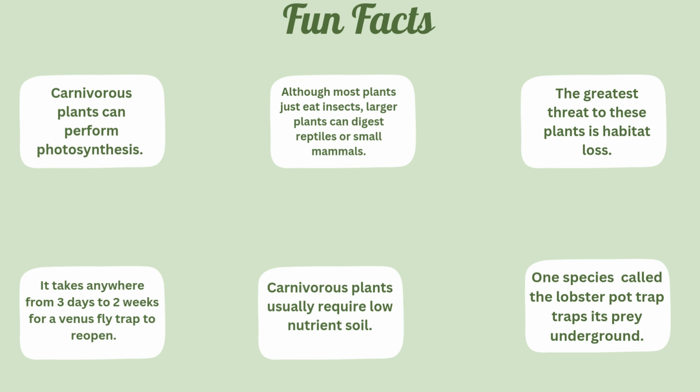Fun facts. Carnivorous plants can perform photosynthesis. Although most plants just eat insects, larger plants can digest reptiles or small mammals. The greatest threat to these plants is habitat loss. It takes anywhere from 3 days to 2 weeks for a Venus flytrap to reopen. Carnivorous plants usually require low nutrient soil. One species called the lobster pot traps its prey underground. And that's it. Thank you.